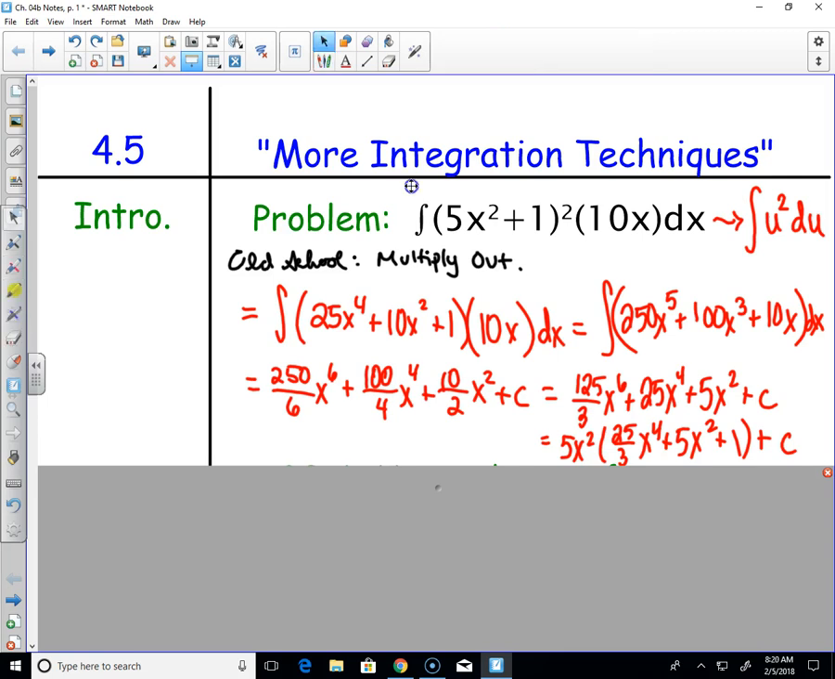Pause. Tyler, take a second. Please. If u is equal to 5x squared plus 1, if a power rule had been done, if it's now a square, what was it before? If it's now squared, it had to have been what power to begin with? Cubed. So I could say it came from 1/3 u cubed, right? Like power rule, u to the third over 3, or 1/3 u cubed.